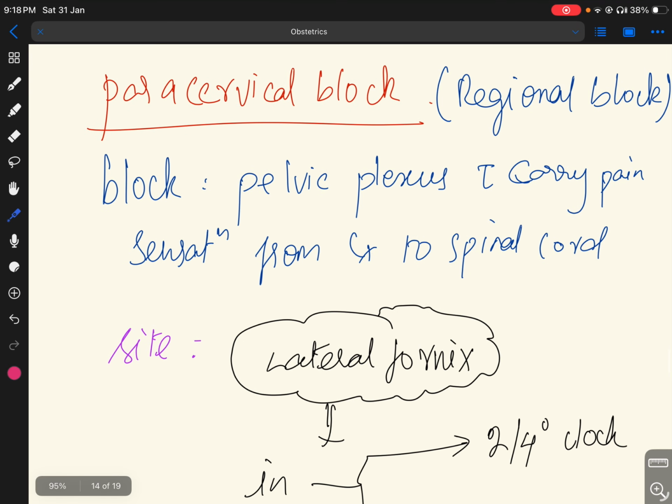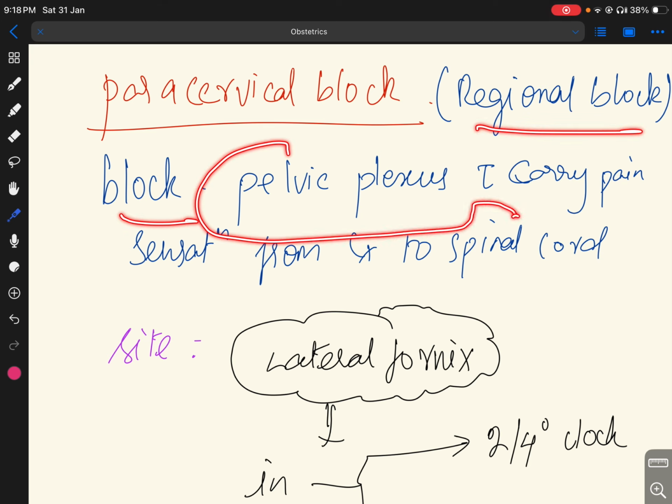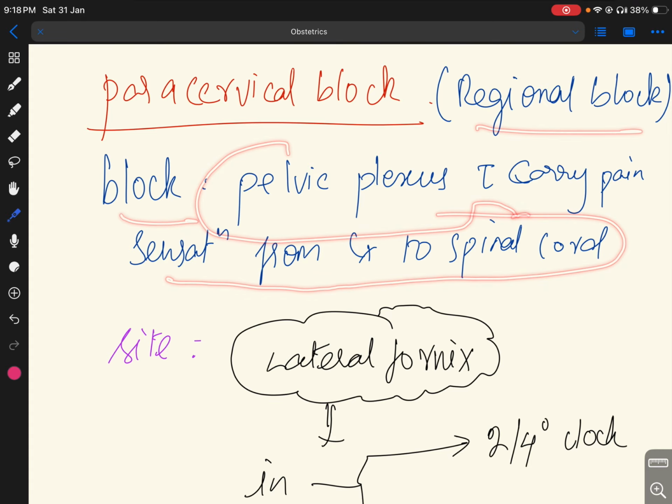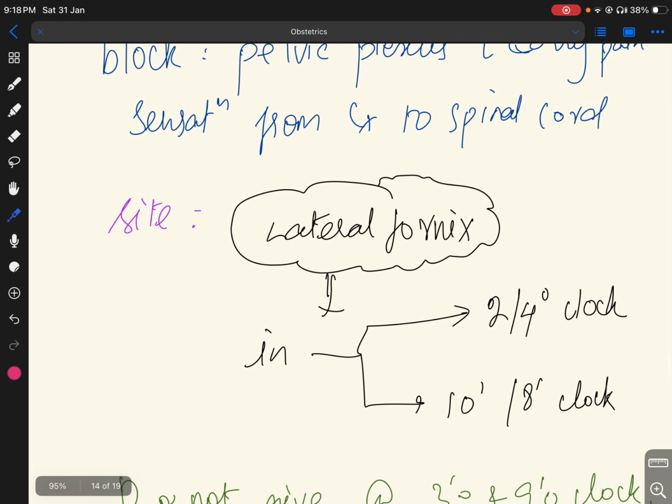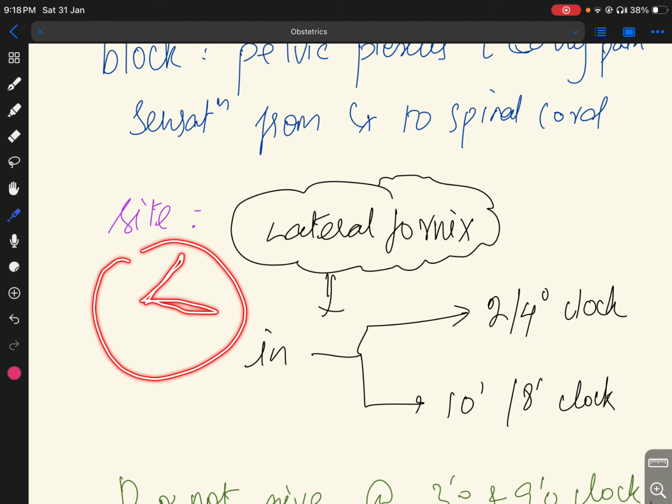Now we'll move on to the blocks. Paracervical block. It is a regional block. It blocks the pelvic plexus, which carries pain sensation from the cervix to the spinal cord. Where is it given? It is given in the lateral fornix, at the 2 to 4 o'clock position or the 10 to 8 o'clock position, not in the midline.